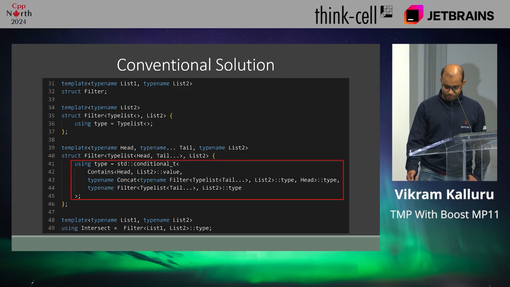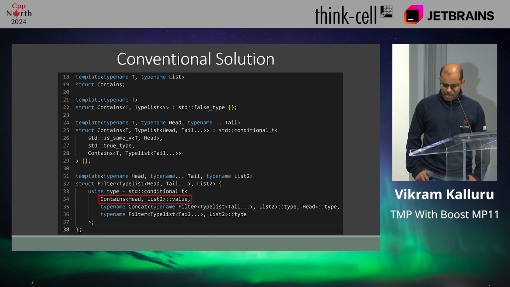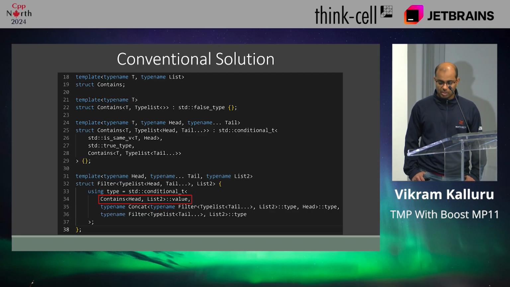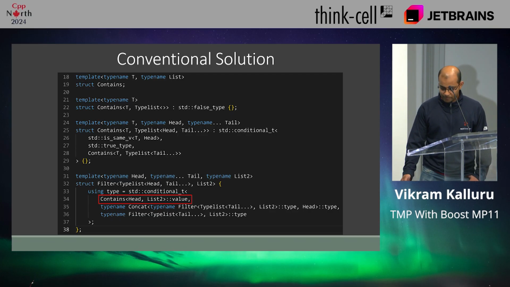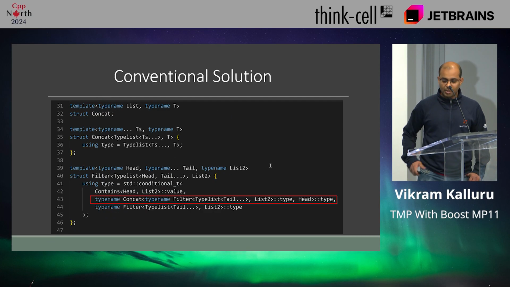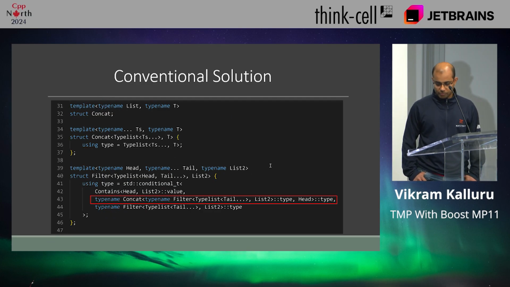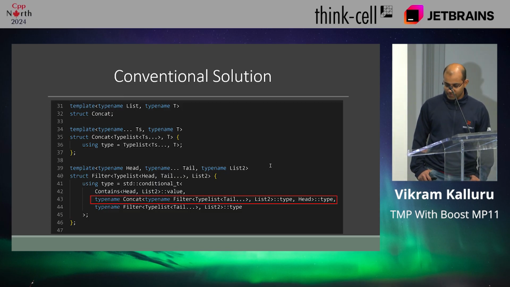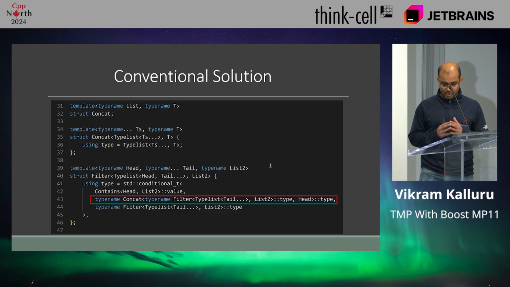Let me go through the implementations of contains. It takes a type list and a type, and we check whether the first element in list 2 is the same as the type T. If yes, we return true type. If not, we recurse until we either return true or false. And similarly, an implementation for concat, we take the type and stick it at the end of the type list. Combine it all together, you get 50 lines of code, without the headers and the declaration. It's a lot of recursive code here.